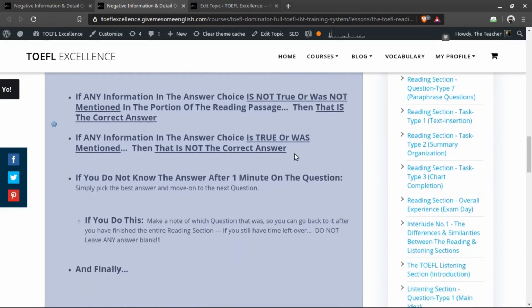So, as far as some of the things that you can use to master this, just remember the answer choice which is not true. If it's not factually true information, that is the correct answer for this question type. If it was information which was not mentioned, then that is the correct answer for this question type.